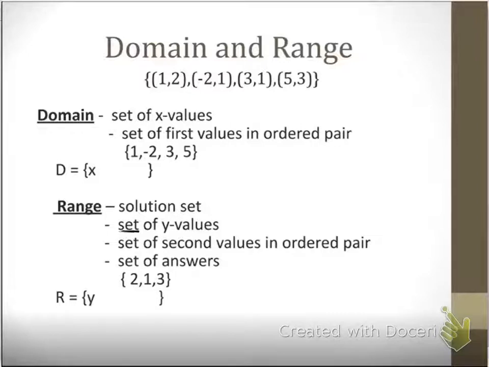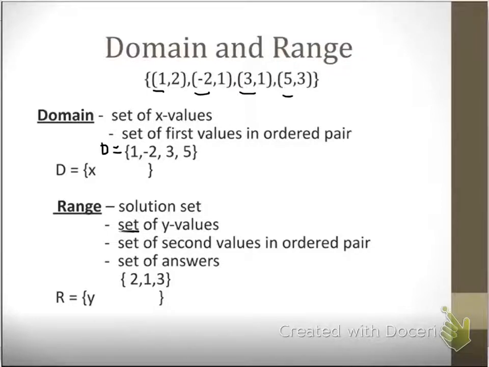Okay, the domain is just my set of x values. So which value comes first in an ordered pair, x or y? X. And a y comes second. So, domain is my set of x values. The set of first values in the ordered pairs. So for my example up here, my x values are 1, -2, 3, and 5. So my domain is just the set of the numbers 1, -2, 3, and 5, because that's my set of x values. Everyone see that?